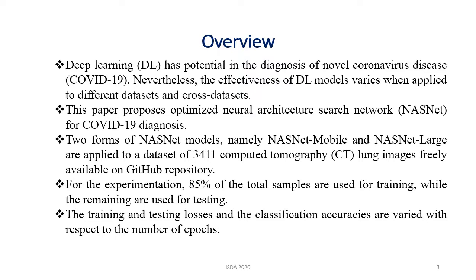Deep learning has potential in the diagnosis of novel coronavirus disease. Nevertheless, the effectiveness of deep learning models varies when applied to defined datasets and cross datasets. This paper proposes an optimized neural architecture search network, NASNet, for COVID-19 diagnosis. Two forms of NASNet models, namely NASNet Mobile and NASNet Large, are applied to a dataset of 3,411 computed tomography lung images freely available on a GitHub repository. For the experimentation, 85% of the total samples are used for training, while the remaining are used for testing. The training and testing losses and the classification accuracies are varied with respect to the number of epochs.